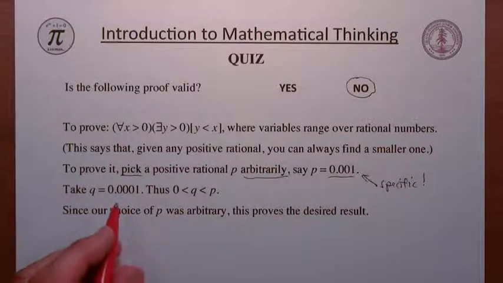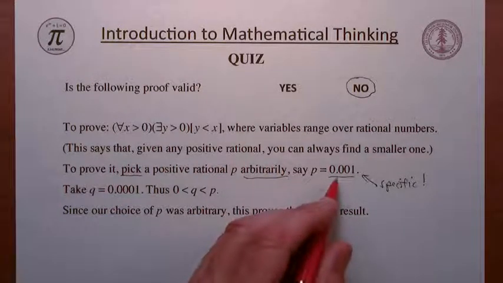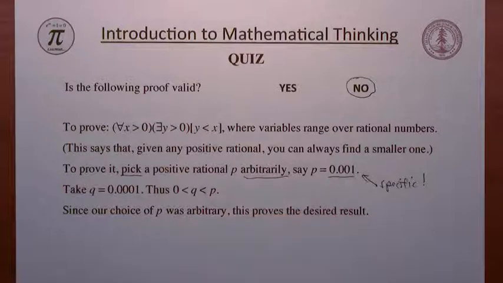In contrast, when you argue with an arbitrary p, you don't know anything about the p. You certainly wouldn't know that it was equal to 0.001 or whatever. You may need to think about that one a little bit longer, or talk it over with some of your colleagues.